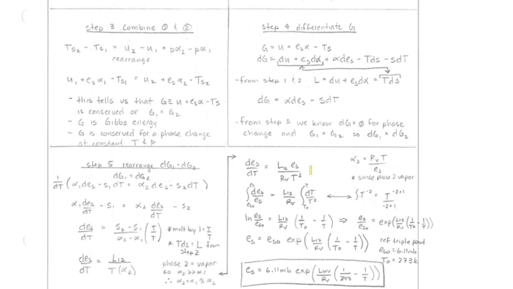Then we will move on to the next step. We use the equation of state for water vapor. Since phase 2 is vapor, we know that alpha 2 is the specific gas constant for vapor times T over E_s. We plug that into the equation and we end up with dE_s/dT equals the latent heat of vaporization times saturation vapor pressure over the specific gas constant for vapor times T squared. And we just run through the integrals going from some reference value to E_s, some reference T0 to T.